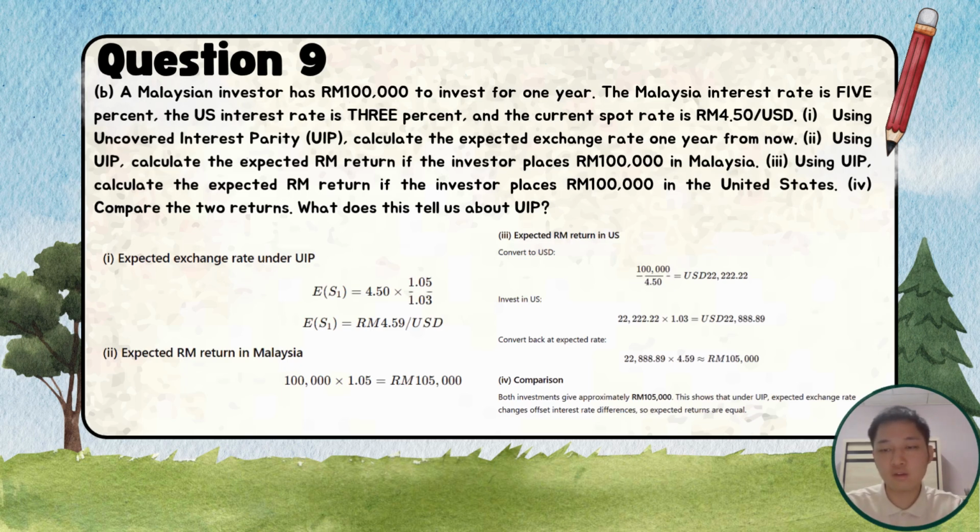First, RM 100,000 divided by RM 4.50 gives US dollar 22,222.22. Then investing this amount at 3% gives US dollar 22,888.89. Finally, converting back at the expected exchange rate of 4.59 ringgit gives approximately RM 105,000. Therefore, both investments give approximately the same expected return. This shows that under UIP, the expected exchange rate change offsets the interest rate difference.